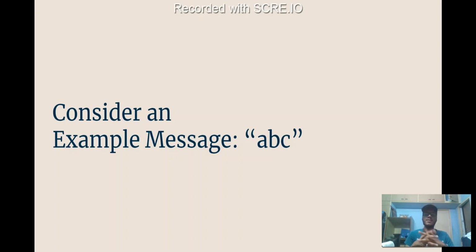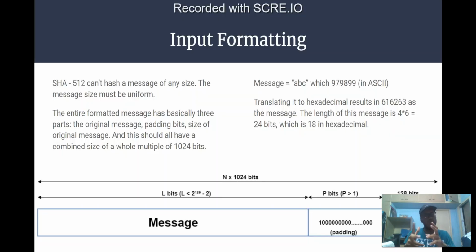Now let us consider an example message, abc, in small letters. We are going to hash this message into a 512-bit answer and see how it transforms. SHA-512 can't hash a message of any size because it would be non-uniform and very difficult to hash messages of different sizes.